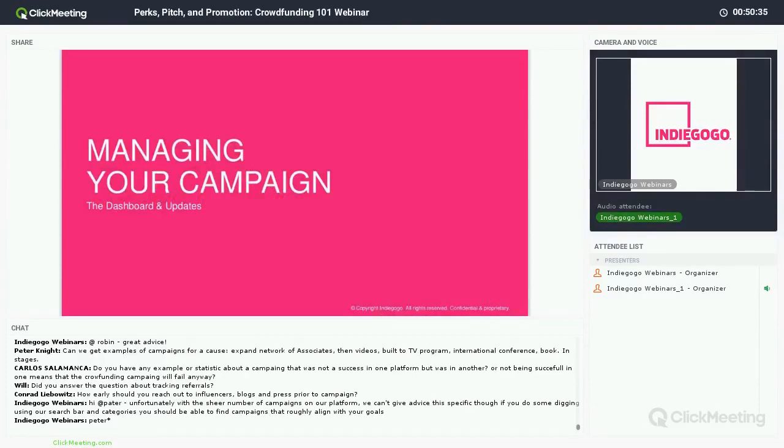Indiegogo has a lot of tools that you can use on your dashboard that will help you manage your campaign.